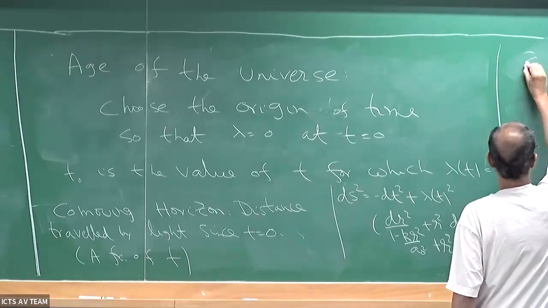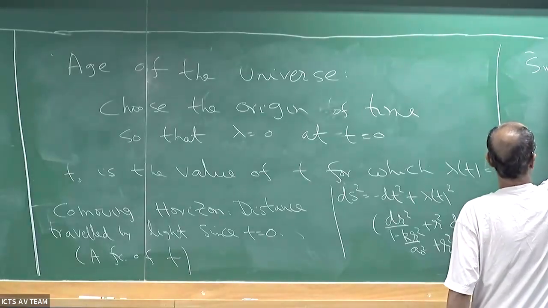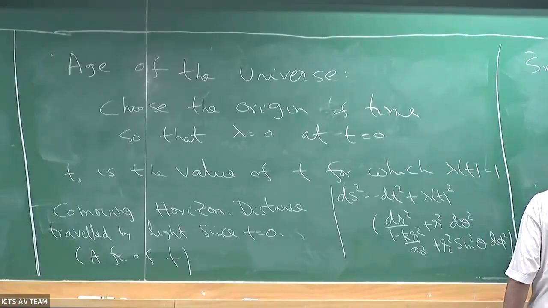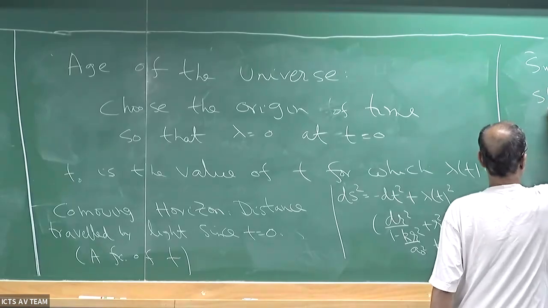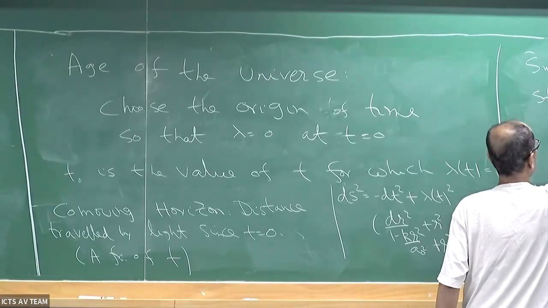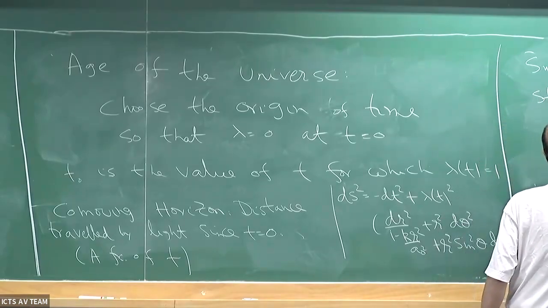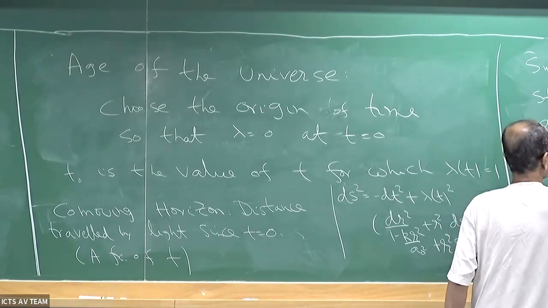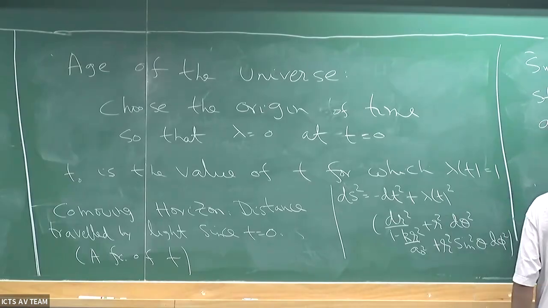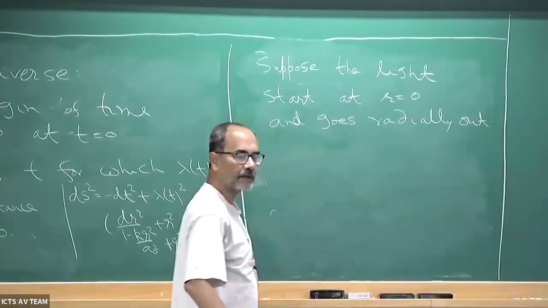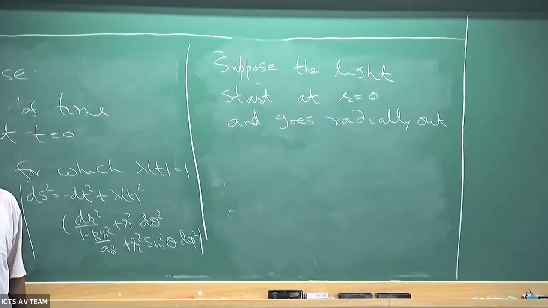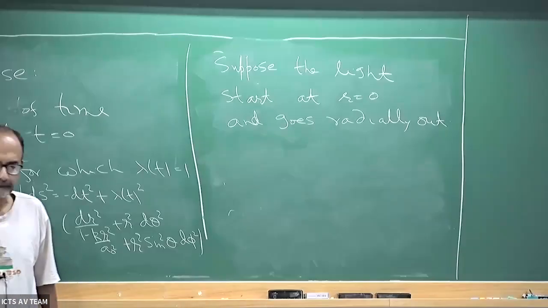So let's suppose the light starts at r equal to 0 and goes radially outwards. Where you start doesn't really matter because the universe is supposed to be homogeneous, right? So the origin point doesn't matter, but just for convenience, let's suppose that the light starts at r equal to 0.